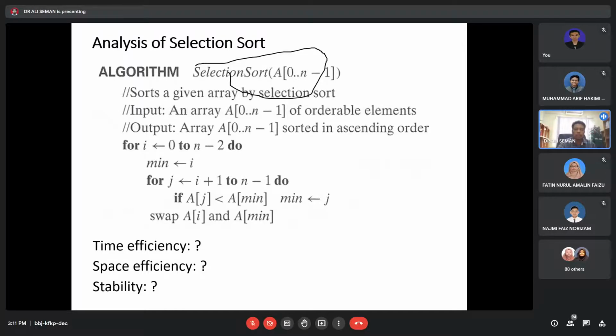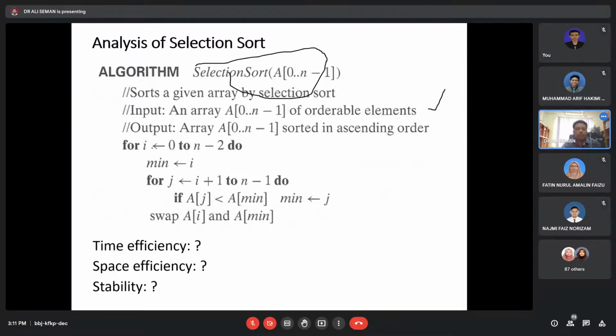So this we have to write. The input is an array A[0..n-1] of orderable elements, meaning that this is the input for the algorithm that can be used to sort the orderable elements. And the output is also, of course, an array, sorted in ascending order.